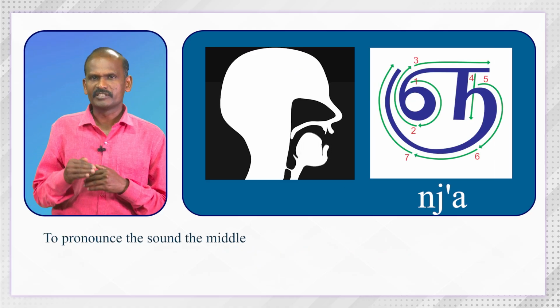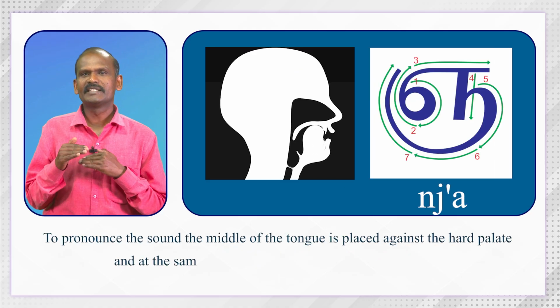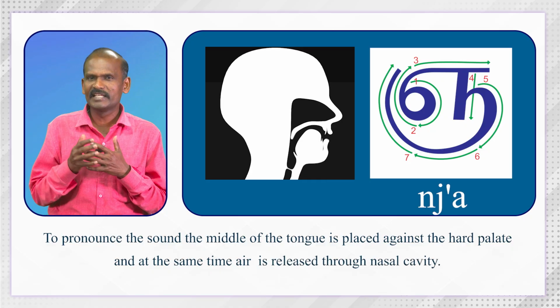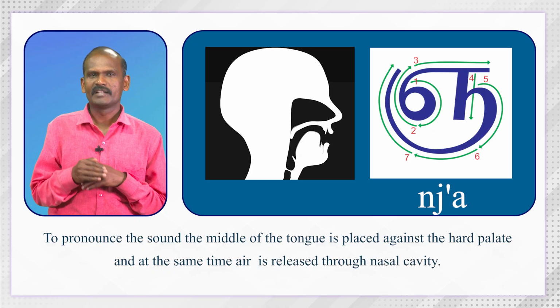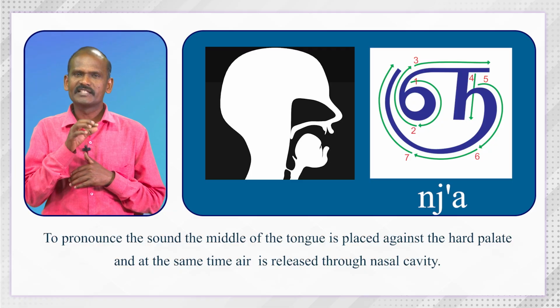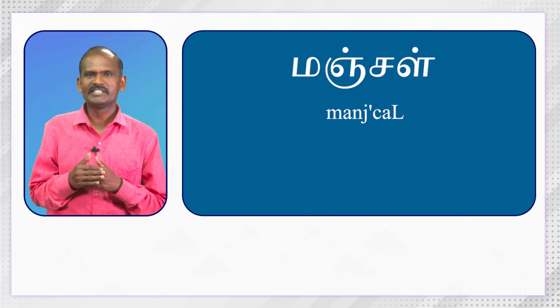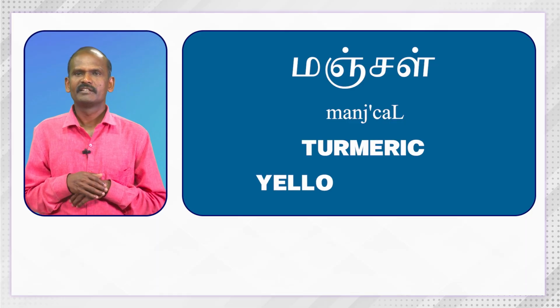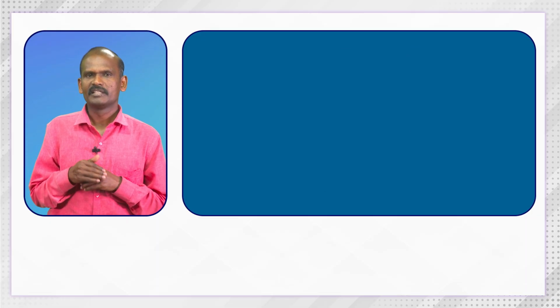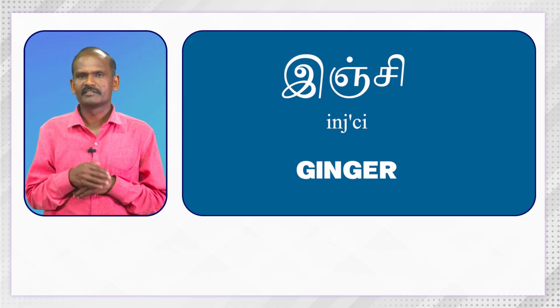To pronounce the sound, the middle of the tongue is placed against the hard palate and at the same time air is released through the nasal cavity. Now let us see some examples in which the letter Nya is used. Manjal, turmeric or yellow color. Inji, ginger.